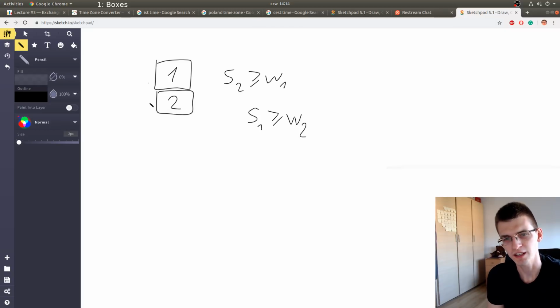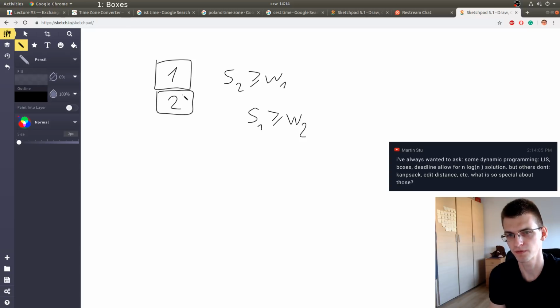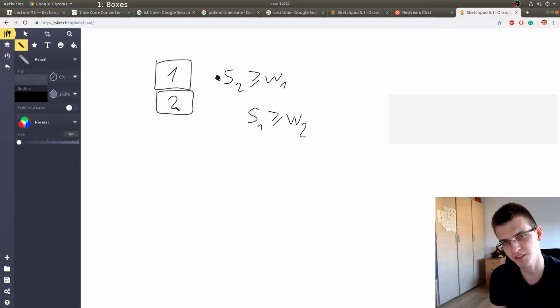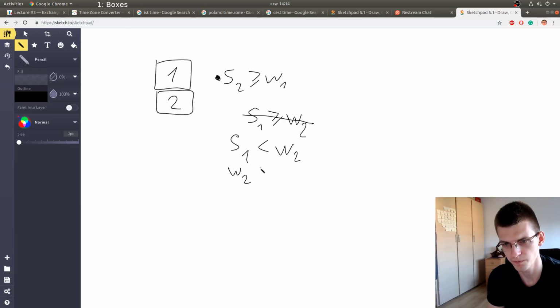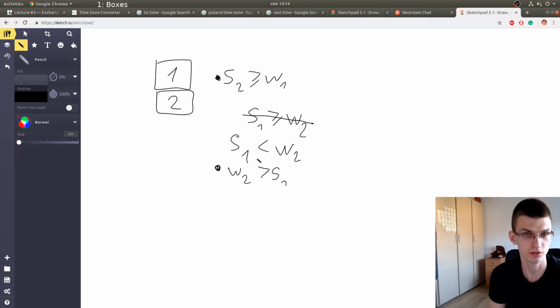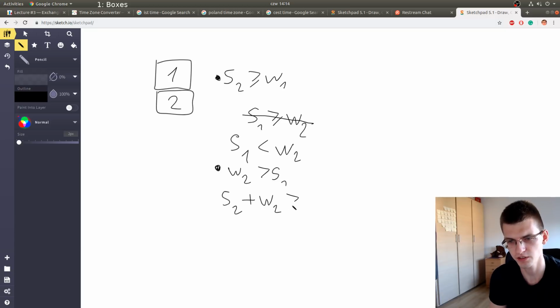So instead, let's think when this ordering is the only possible ordering. So 1 can be above 2. So this is true, but we can't swap them. So instead of this, we would have the opposite of that. So S1 is smaller than weight 2. So then we can swap. Let's actually change the order here. I'm just swapping the sides. And let's combine these two conditions. So S2, I'm summing up these two. S2 plus weight 2 is greater than S1 plus W1. So this is a case when 1 must be above 2 and it's impossible to swap.